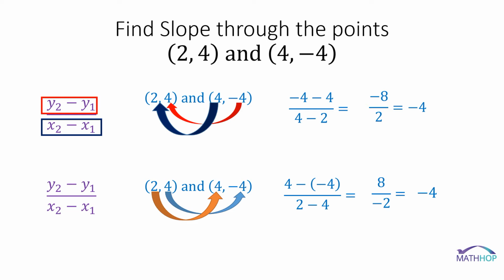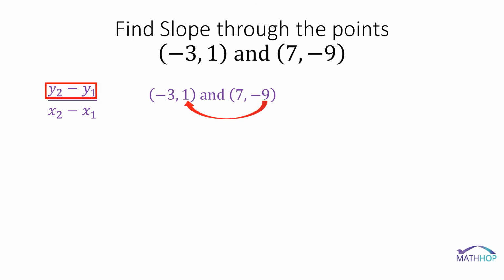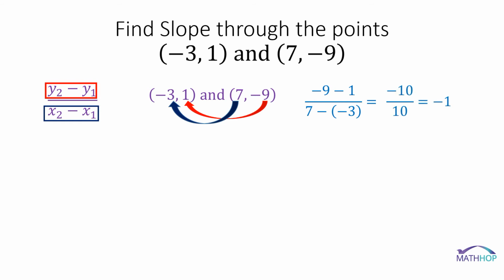All right, let's do another one. The slope through the points negative 3, 1 and 7, negative 9. We'll put the formula up there. We'll list the points out there. We will first say negative 3, 1 is x1, y1, and 7, negative 9 is x2, y2. So let's look at that, y2 minus y1 and get negative 9 minus 1. Let's look at our horizontal change. You get 7 minus negative 3. Remember, negative 9 minus 1 is negative 10. 7 minus negative 3 is positive 10. We end up with a slope of negative 1.